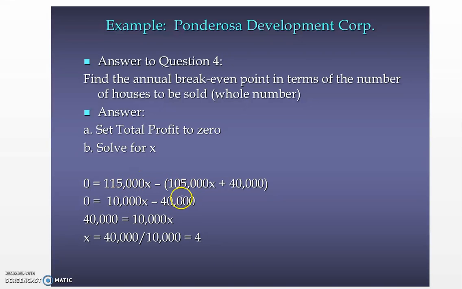Right? So we get 115,000x minus 105,000x equals 10,000x minus 40,000. That stays because that's a negative expression here of the parenthetical expression. So it's minus 40,000. I can move that 40,000 to the other side of the equation: 40,000 equals 10,000x. And then I simply solve for x, placing 40,000 in the numerator and moving the x over into the denominator, and I yield an answer of 4.